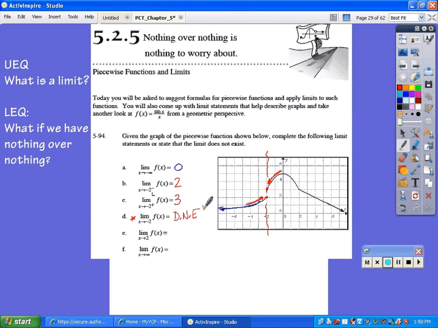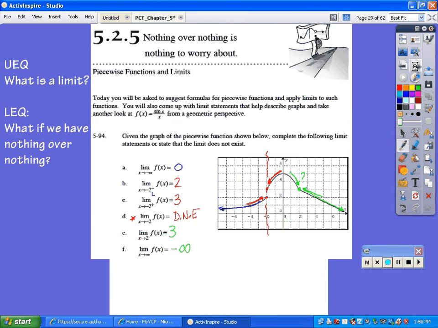Letter E, what is the limit as x approaches 2? Now, we're not going to come from both directions. We're just finding as it approaches 2. So from the left, from the right, will my fingers meet? Yes, it will. And that value is 3. And then finally, the limit as x goes to infinity. This line here is linear, which means it's constantly decreasing. Therefore, as x goes to infinity, y will go to negative infinity. Hopefully you're getting a little bit better at identifying limit statements and answering them.